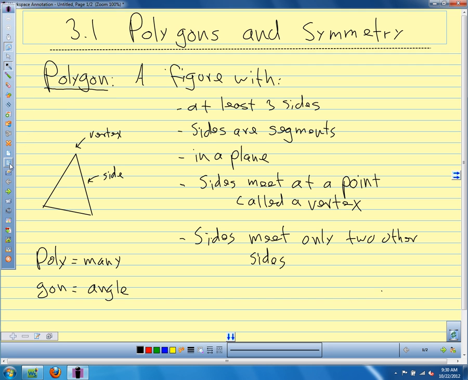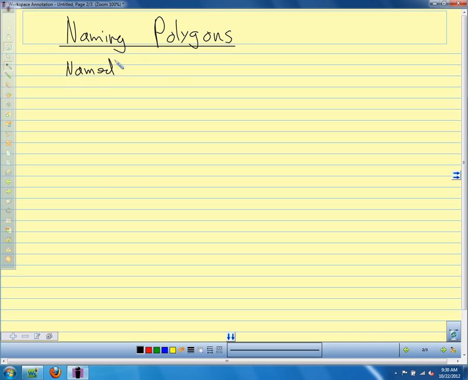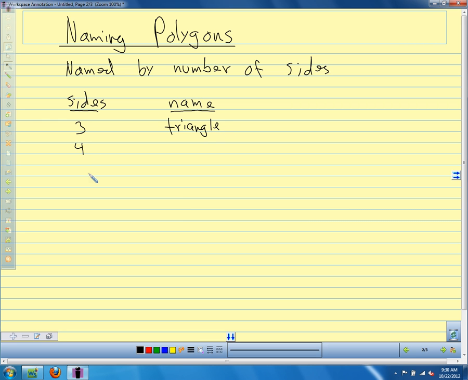All right, so next thing we're going to do is talk about how we name polygons. We name them by how many sides they have. And we know a lot of these names already. So let's make a little chart here, sides and name. So if our polygon has 3 sides, what's its name? Triangle. We all know that one, right? If it has 4 sides, well, square is a certain kind of polygon. Quadrilateral, there we go. Quad means 4.